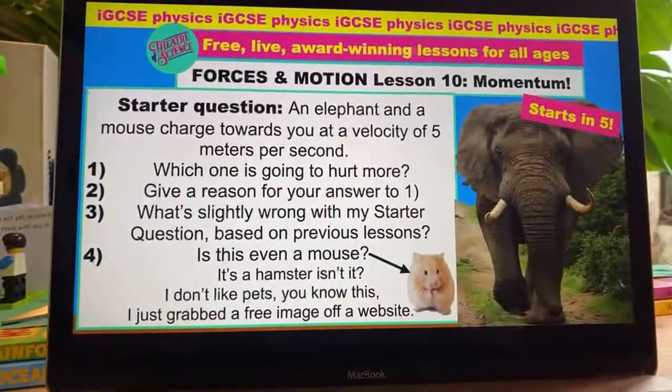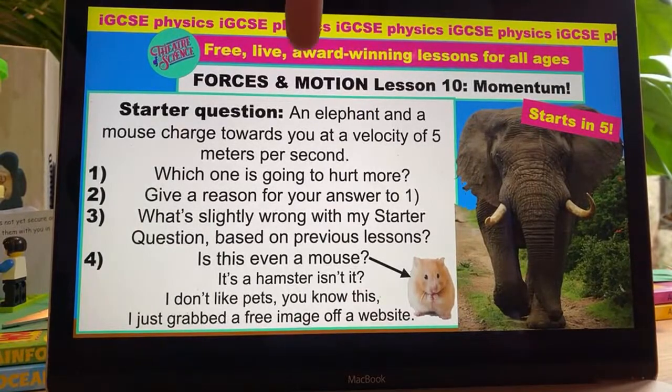We're doing momentum. I have asked you three proper questions. If an elephant and a mouse charge towards you at the same speed, which one is going to hurt more? I shouldn't have mentioned an animal with tusks, really. It's not about tusks, it's about something else. I asked you to give a reason for your answer, and question 3 I'll start with. I said, why was my starter question slightly wrong based on previous lessons? I kind of changed my mind about this.